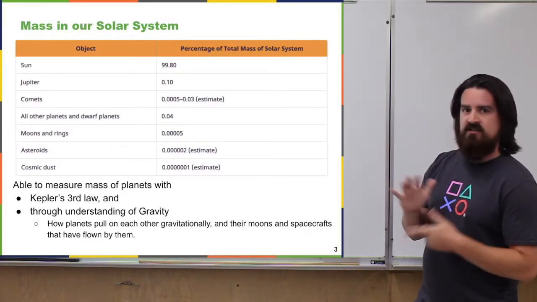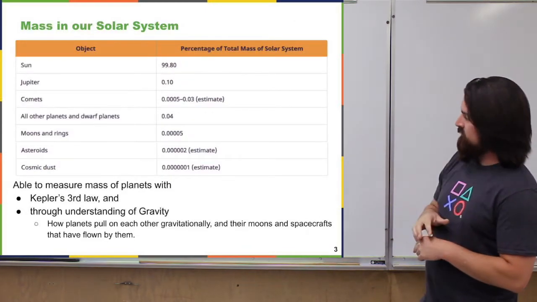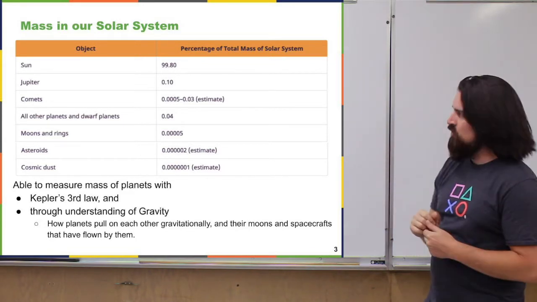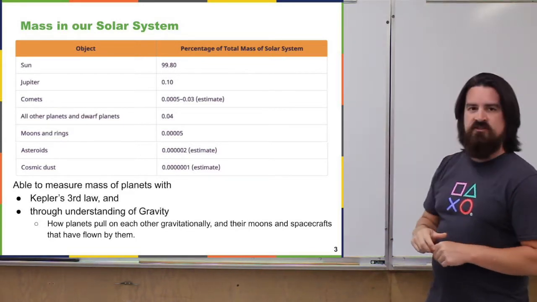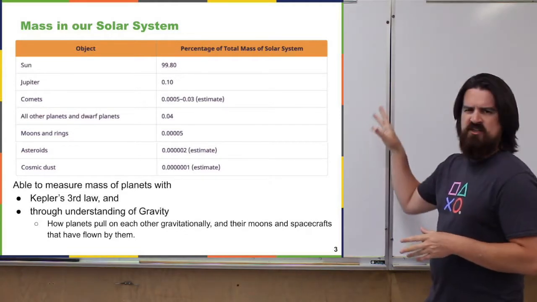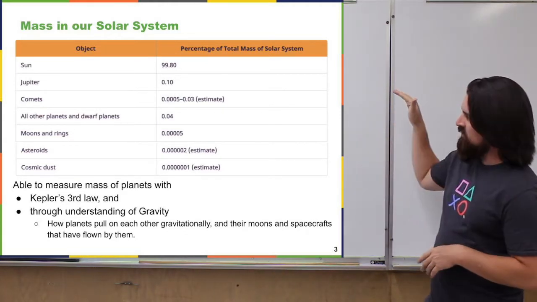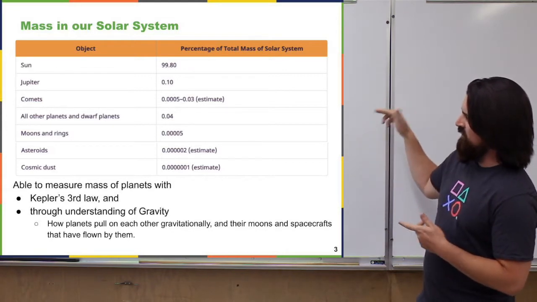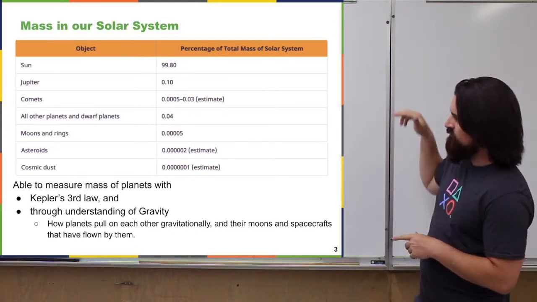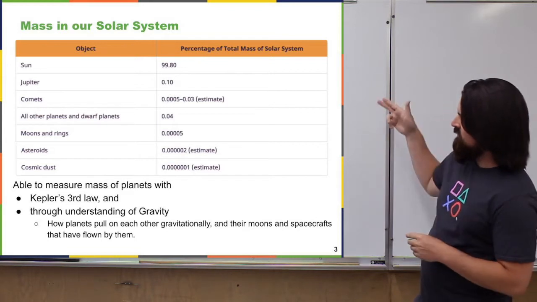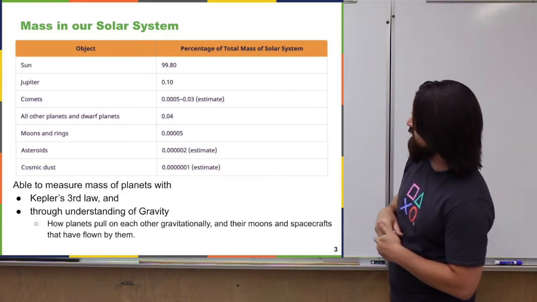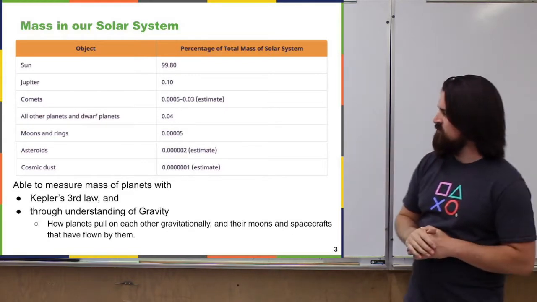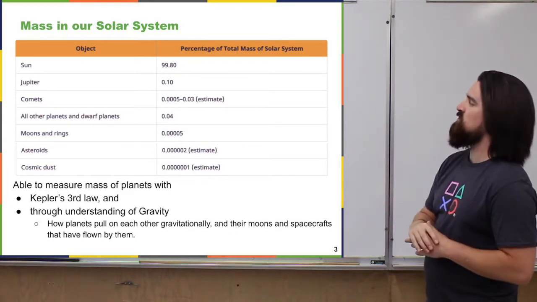So how is the mass distributed throughout the solar system? Where's all this stuff? The majority of the stuff is in the sun, almost all of it. Jupiter is the next biggest, but only makes up 0.1%. And I don't know why these are in order like that, but the planets would be the next, 0.04, and then something like the comets and asteroids and the cosmic dust that surrounds the solar system.